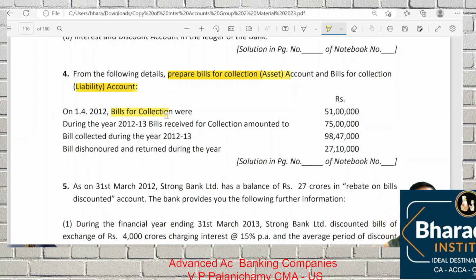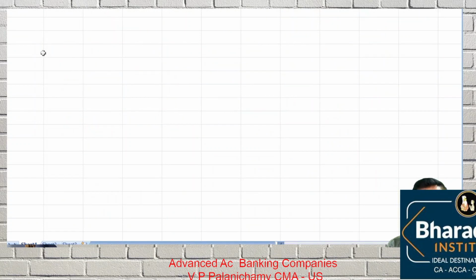When you send the bill for collection to the banker, it is an asset as well as a liability because they have to collect the money. Since they have got a receivable, it is an asset, because from the customer they accepted it for collection. Then when they collect it, it is their liability to take it to the customer's account. So bill for collection is an asset as well as a liability.